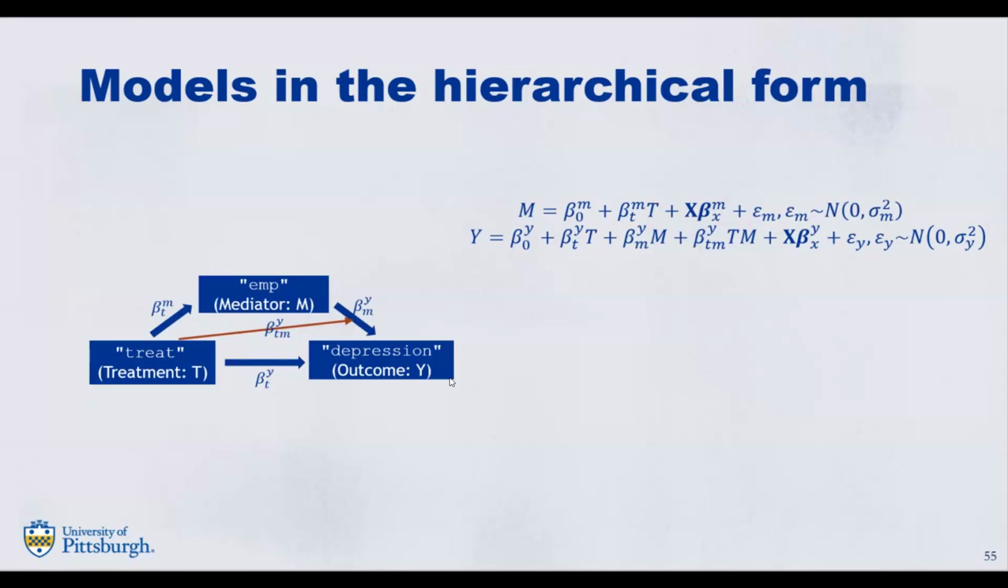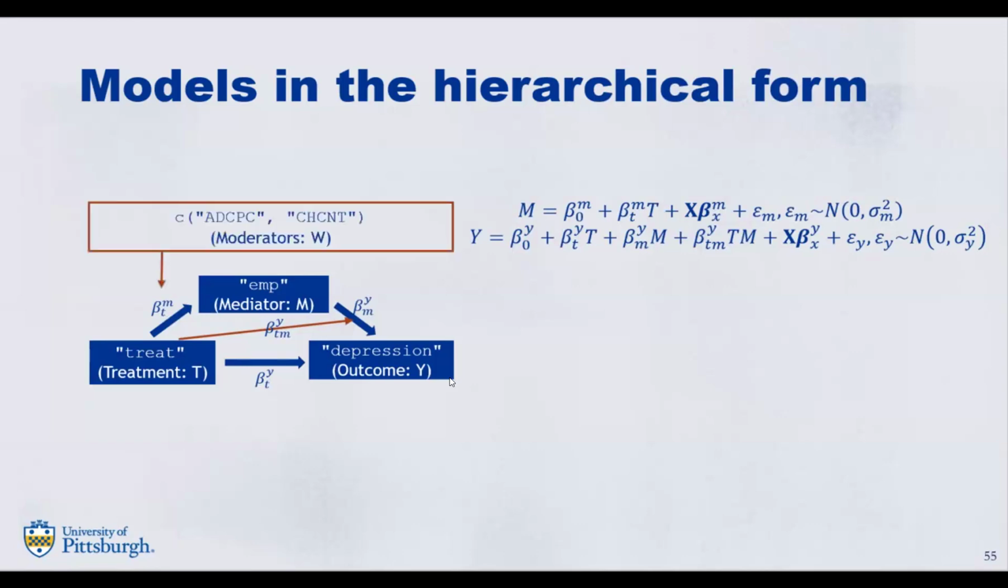And we use an arrow from the moderators to the path from the treatment to the mediator to indicate that the treatment mediator relationship is moderated. So here I want to model that the path from the treatment to the mediator is moderated. So the coefficient of the treatment in the mediator model can be written as a function of the moderators.